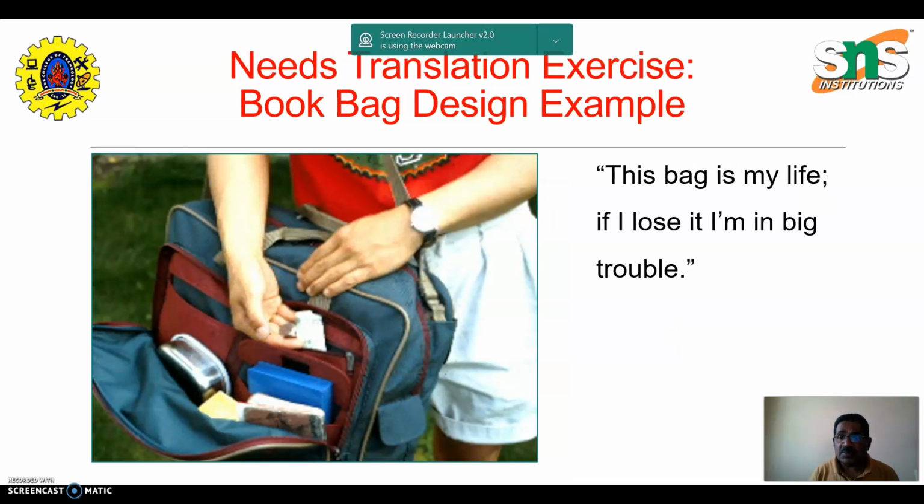The next one, this bag is my life. If I lose it, I'm in big trouble. So most of us try and keep multiple things inside the bag. Okay, and it may have a pouch for my passbook, my cell phone, or my credit cards, or a pen, bank checkbooks, etc. All these things. Now, what happens is that people tend to keep the entire thing, and the bag must be designed in such a way that it must have multiple compartments to cater to the requirements of these kind of people. Now, that is the message here.